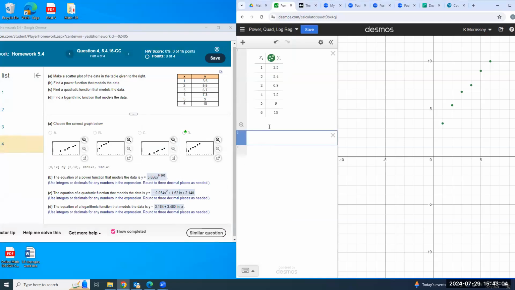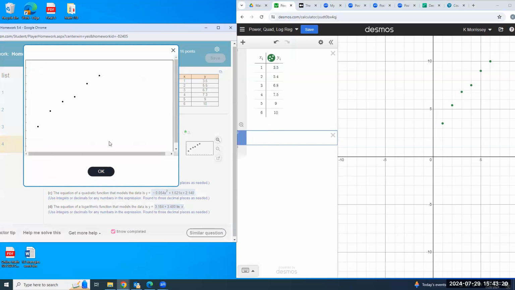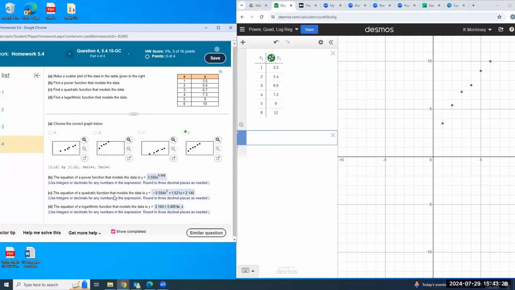So again, we've entered the data, we've double checked it. Now let's find the power function. Make sure you edit your window so that you can clearly see your graph, and that you're able to select these. You can zoom in or even make it a little bit bigger. Notice that this dot right here, the fourth one, is a little bit further down. So that's why this one is selected.